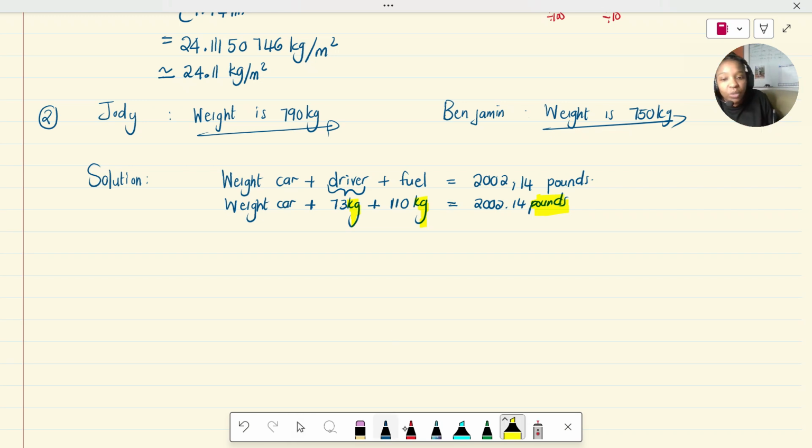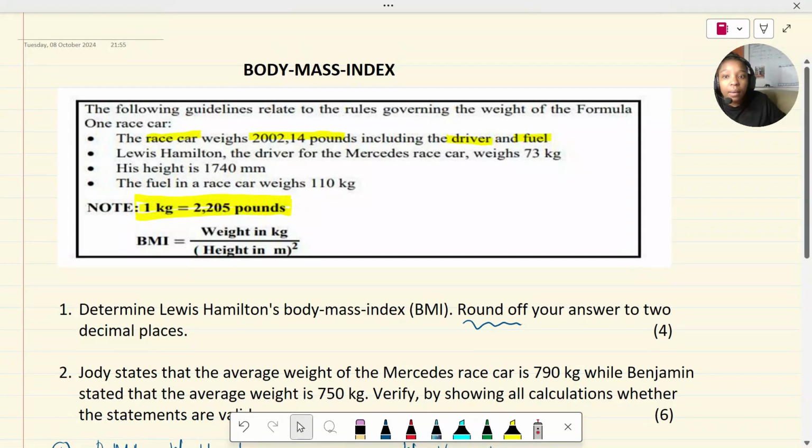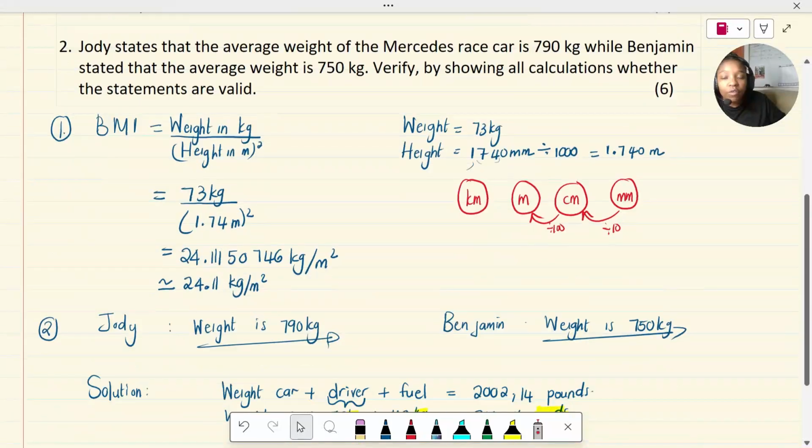So now what do we need to do? From that equation, I'm just going to do it here. We are told that 1 kilogram is equal to 2.205 pounds.